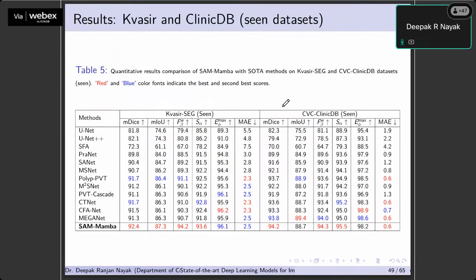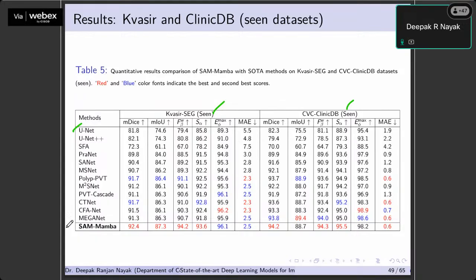You can see the results here on the seen dataset. That means we have trained the model on these datasets and we are testing the model on these datasets. The testing samples and training samples are different, but still, seen means the model has seen samples of this class during training. These are some of the architectures. UNet is at the top, the oldest architecture which we compared.